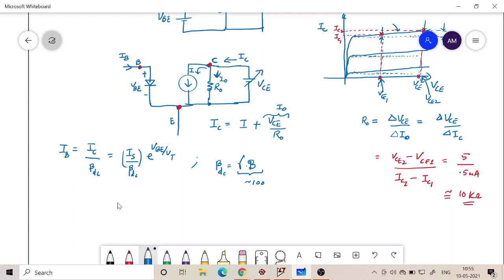Okay, so now how do I justify the usage of a diode here? The IS value, I told you, has a typical value of something like 10 raised to minus 15. That divided by beta gives something like 10 raised to minus 17 into e raised to VBE by 0.026 at room temperature. Okay, so what is this? This is my reverse saturation current of the diode.